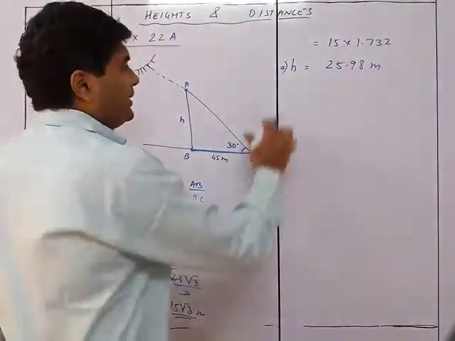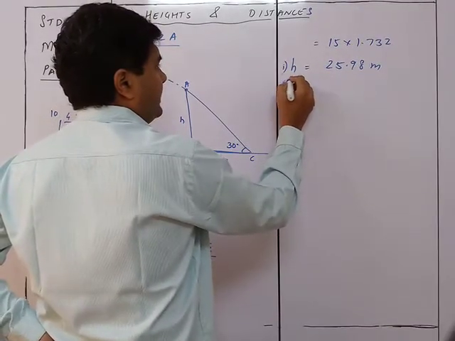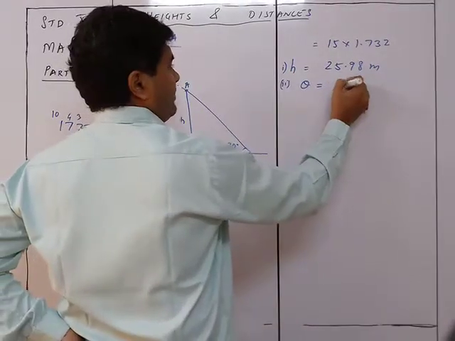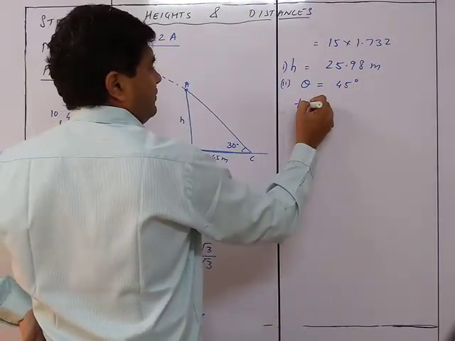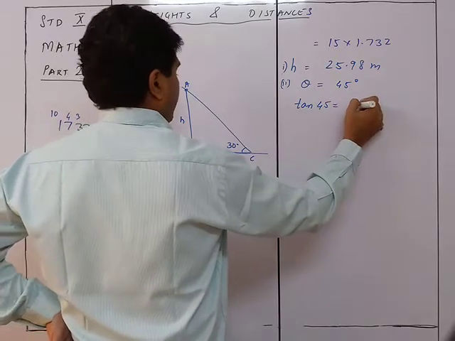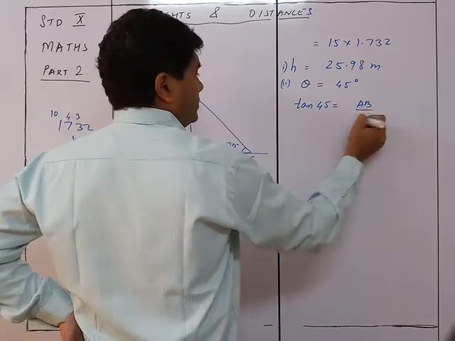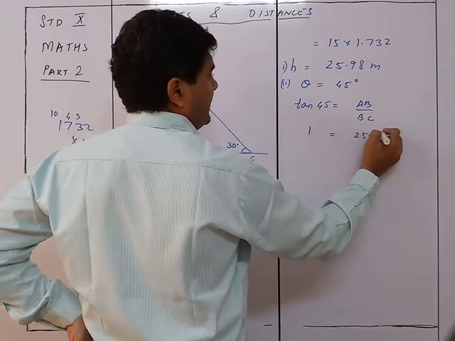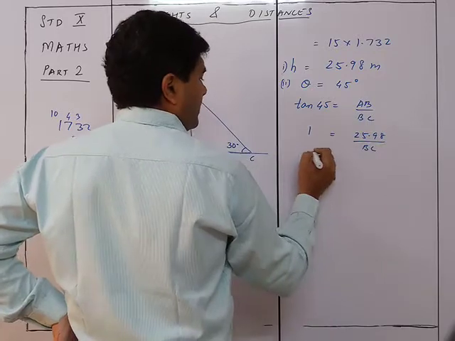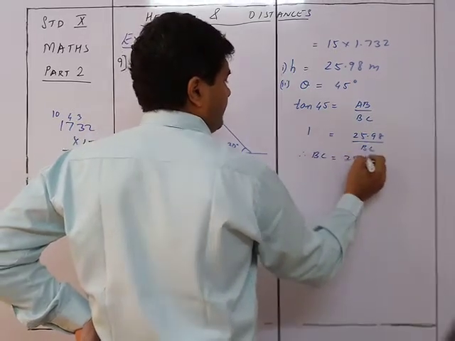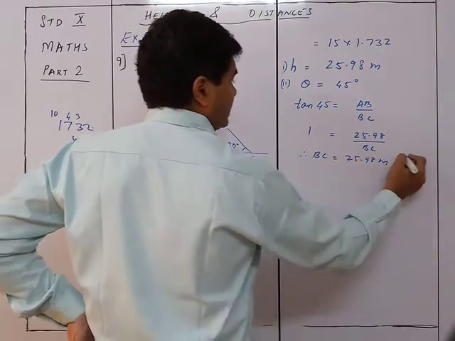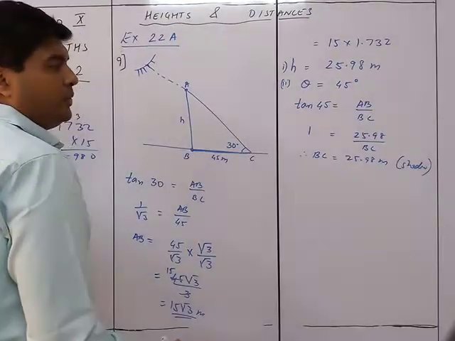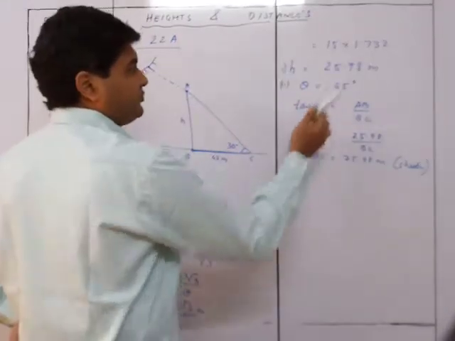We are getting to the second part over here, what would happen. So the second part is theta is equals to 45 degrees. So then you know that tan 45 is equals to AB upon BC. So tan 45 is 1 is equals to AB, which is again 25.98, upon BC. Therefore BC is equals to 25.98 meters. That is nothing but the shadow. So the length of the shadow will be 25.98 meters if theta is 45 degrees.